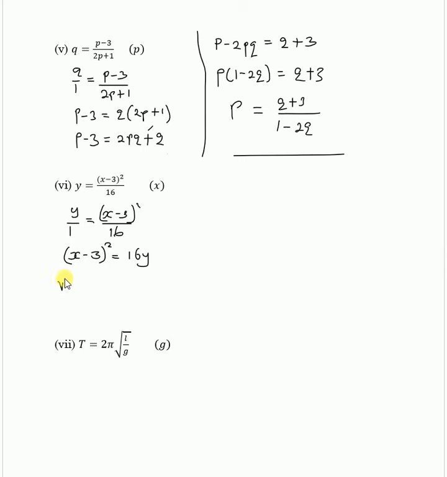So you have the square root of x minus 3 squared equal to the square root of 16y. The square root of something squared gives us what we have squared. So the square root of x minus 3 squared is x minus 3 itself, and the square root of 16y is root 16 times root y. So this one is 4 square root of y. It is 4 root y.